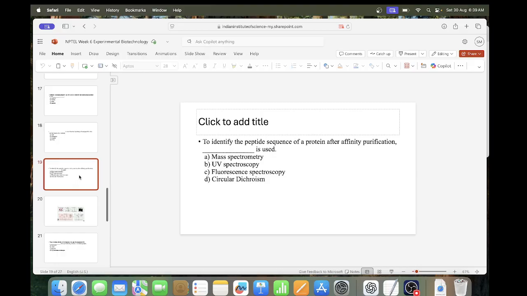Spectrometry is used for the chemical structure. Yeah, you can continue. Sorry, so you're saying mass spectroscopy is used for? It's actually mass spectrometry, there's no spectroscopy here. Yeah, spectrometry is used for the chemical structure.